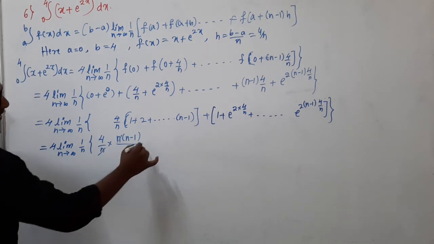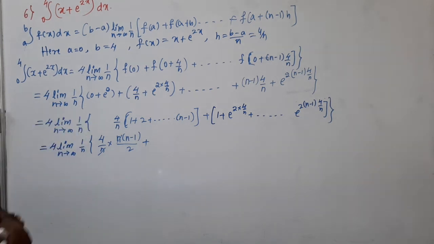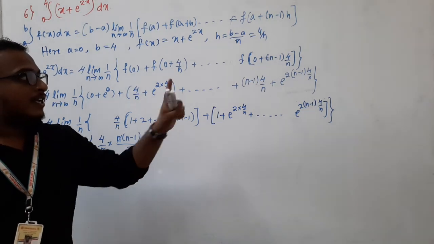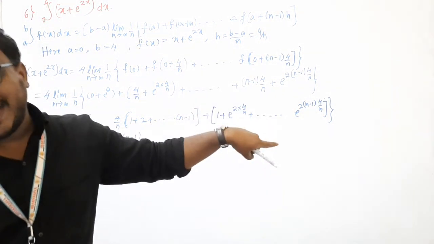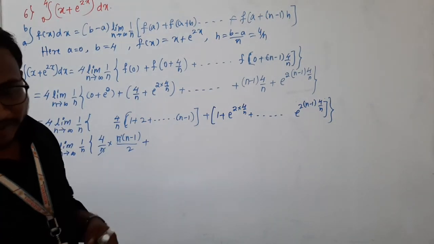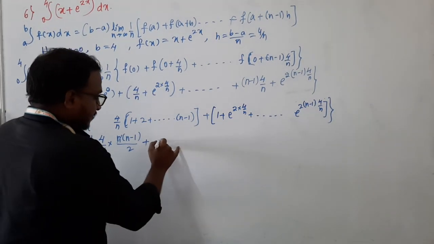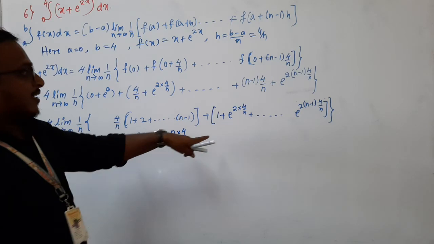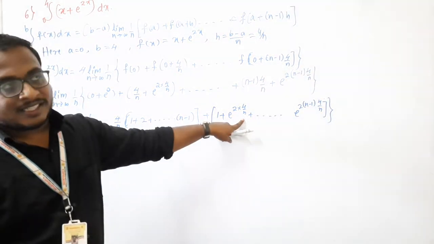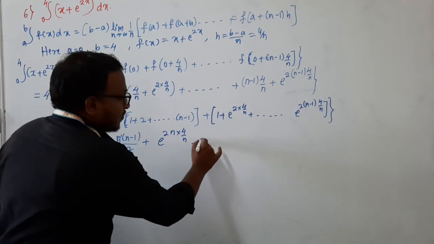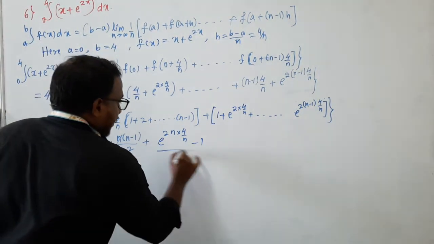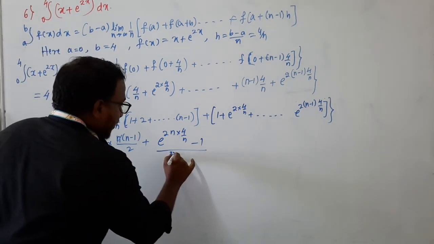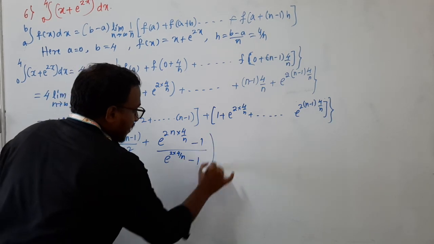This n and n get cancelled. Plus, next, observe the formula, that is 1 plus e to x plus 1 up to e to the power 2 into n minus 1 into x. That will become e to the power 2n into 4 by n, here the x value is 4 by n, minus 1 divided by e to the power 2 into 4 by n minus 1.